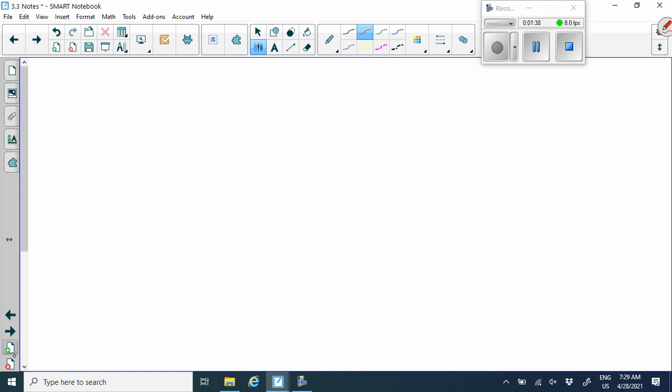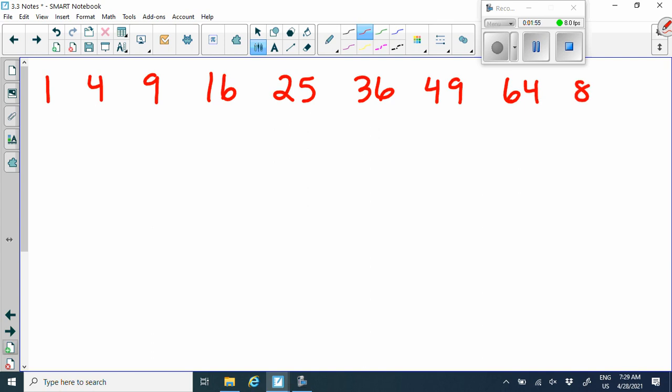So the first one is actually 1. Hopefully you said that. Then we have 4, then it's 9, so that's 3 squared. Then we have 4 squared, which is 16. 5 squared is 25. And we get 36, 49. 8 times 8 gives us 64, 81. 10 times 10 gives us 100. Now 11 squared is 121. 12 squared is 144. 13 squared is 169. Then we have 14 squared. That's going to be 196.